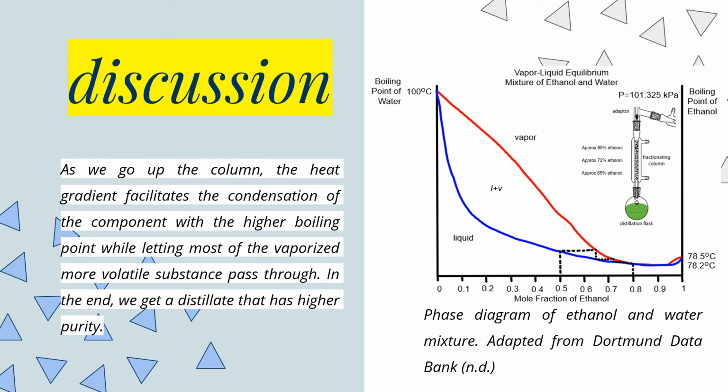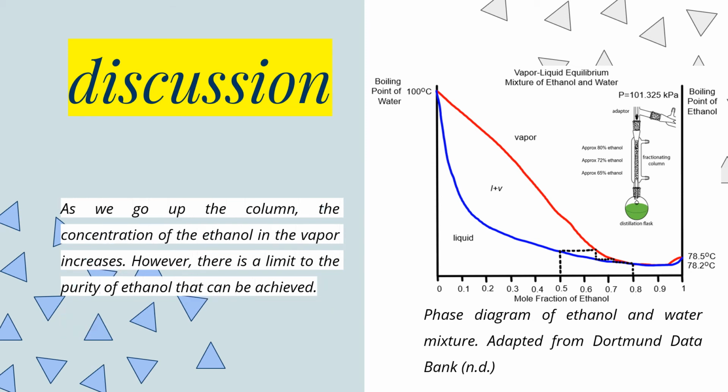in the vapor increases. This is because the heat gradient results in repeated condensation of the component with the higher boiling point. On the other hand, the more volatile substance repeatedly vaporizes until it reaches the condenser. In the end, we get a distillate that has a higher purity. This is demonstrated on the phase diagram on the right.